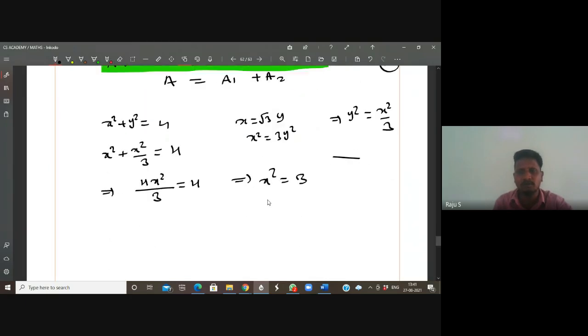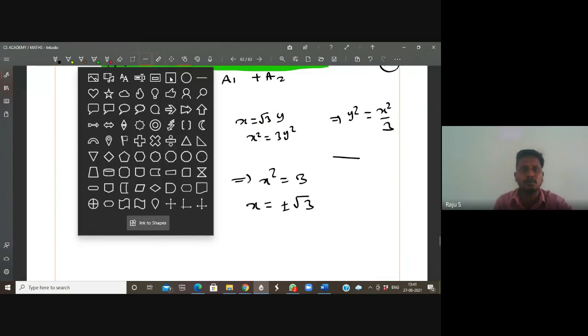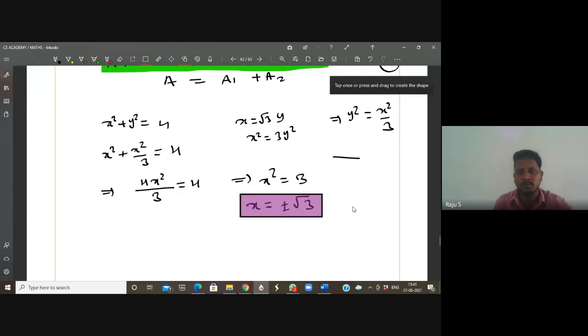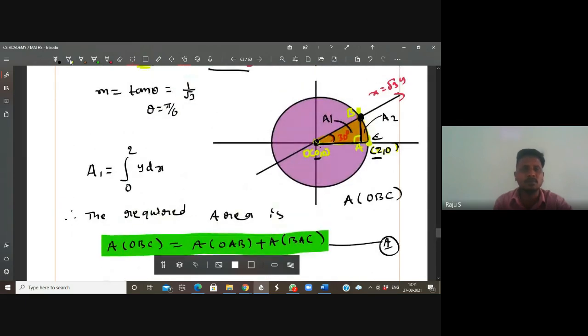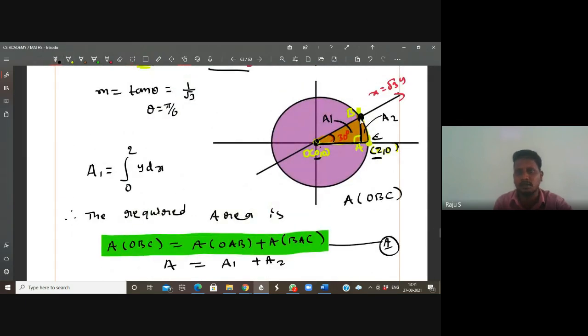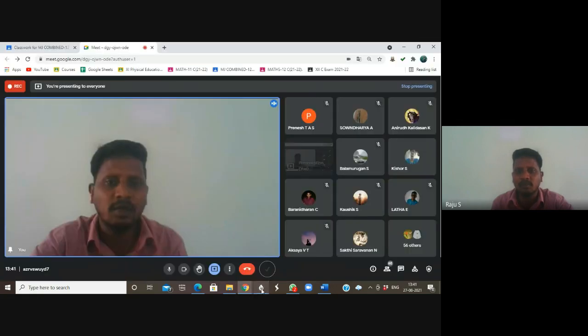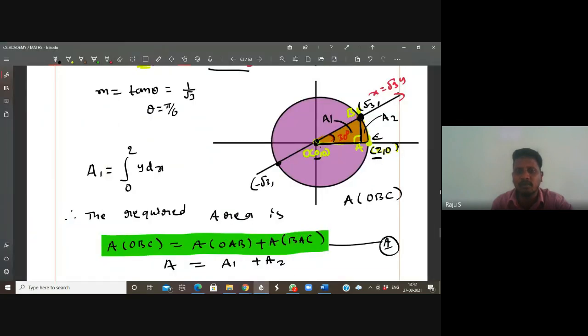What are the x values? Which implies x is equal to plus or minus root 3. Got it? So this is about the x values, plus or minus root 3. Nothing but the circle and line are intersecting at two different points. One is root 3 here in the first quadrant, and minus root 3 in the third quadrant. We don't want the area in the third quadrant, so we just find the point of intersection in the first quadrant. When x is equal to root 3, then what is the y value?